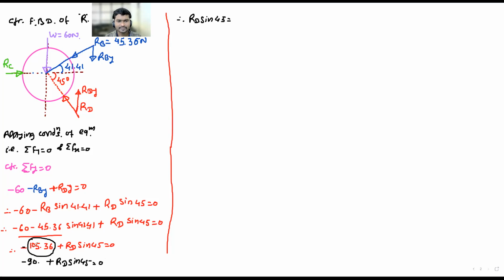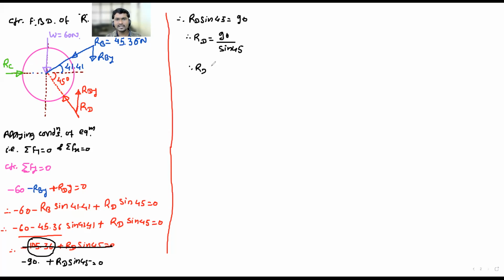I will scratch over this, just rubbing it. This one is wrong, this one is correct. Now please do check it. Is it correct now? 90? Yes, sir. Great. Now this 90, while it was on the left hand side of the equality sign, it was negative. While taking it to the right hand side, it will become positive. Therefore RD is equals to 90 divided by sine 45.